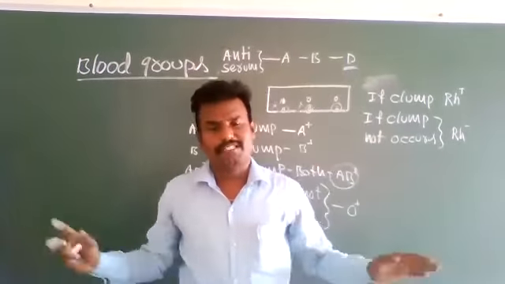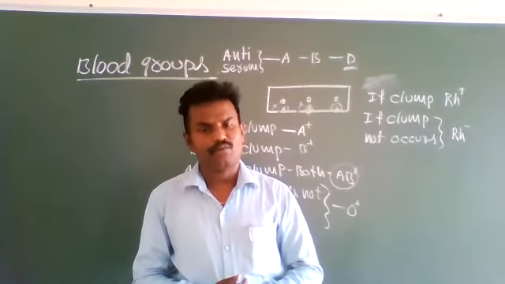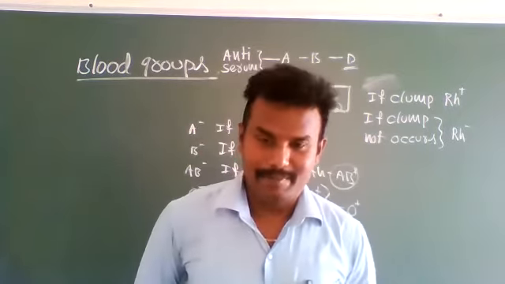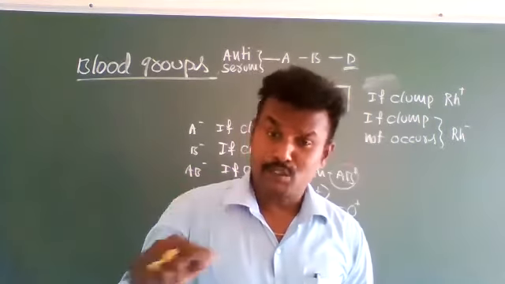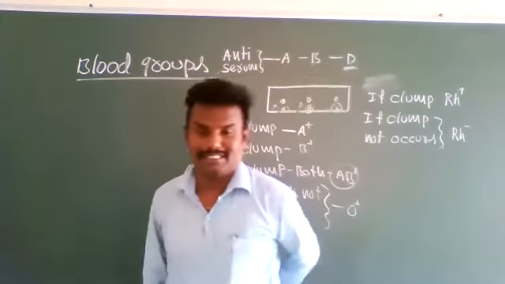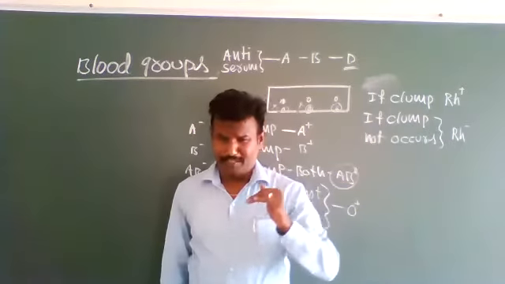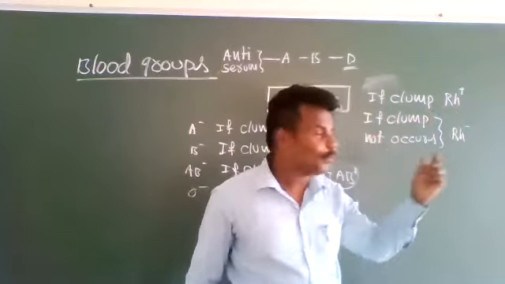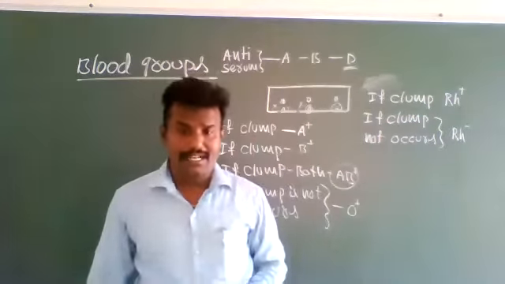Along with A, B, and O, a special type of antigen is present in every person. That is called the Rh factor. The Rh factor is present in all human beings except in one condition. The majority of people are Rh positive, and very few people are Rh negative. That condition I will explain.